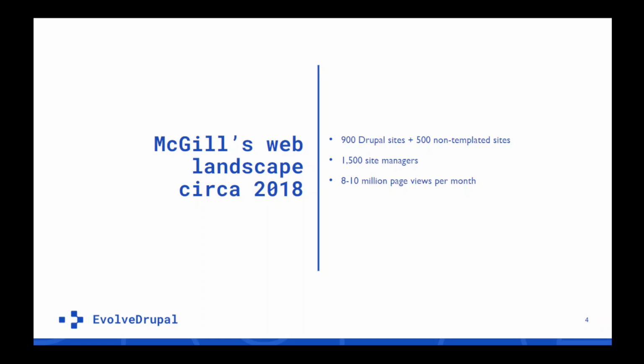And I'm going to show you a snapshot of what our environment looked like in 2018 when I attended that presentation here at the Toronto Reference Library. We had at the time about 900 Drupal websites, 500 non-templated sites that are not on our centrally supported CMS, and about 1,500 active site managers.